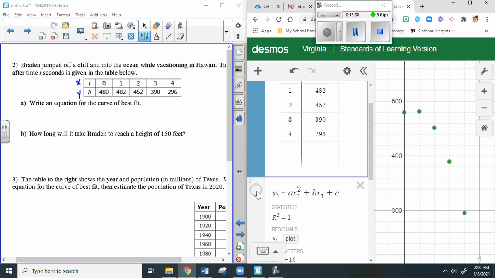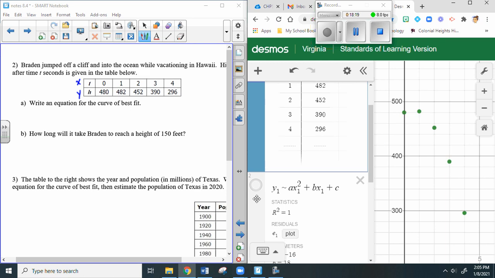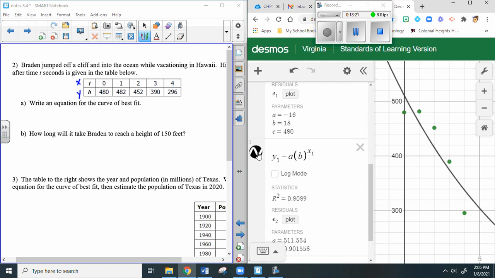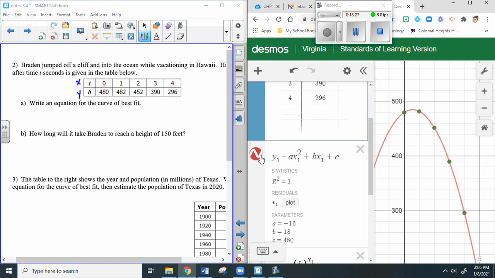And if I click on the circle next to it and turn it back on, you can see that that lines up really nicely with my points. If I want to check the other one, let's turn that one off and turn the other one back on. Oh, that doesn't line up at all. So that one's definitely not the right one. Let's turn this one back on.